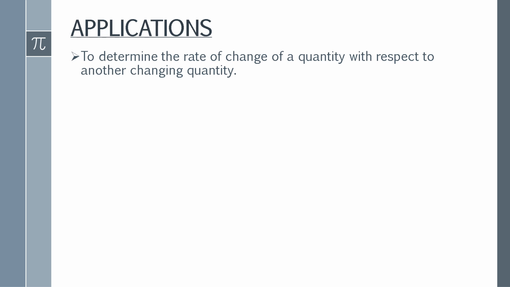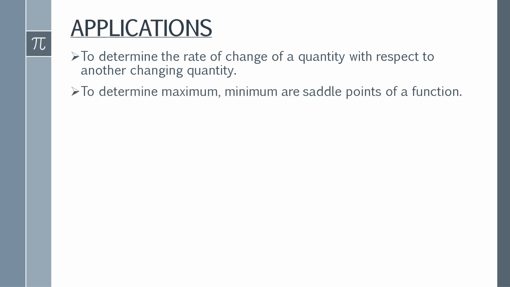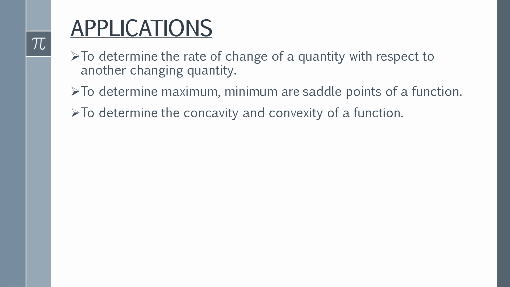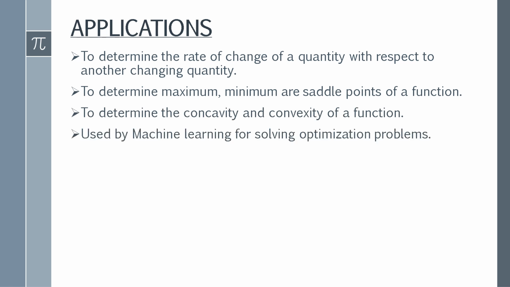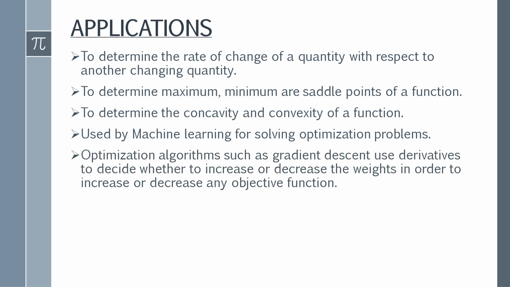Basic applications of derivative are to determine the rate of change of a quantity with respect to another changing quantity. It also determines the maximum, minimum or saddle points of a function. It also determines the concavity and convexity of a function. When coming to data science, derivatives are used by machine learning for solving optimization problems. Optimization algorithms such as gradient descent use derivatives to decide whether to increase or decrease the weights in order to increase or decrease any objective function.